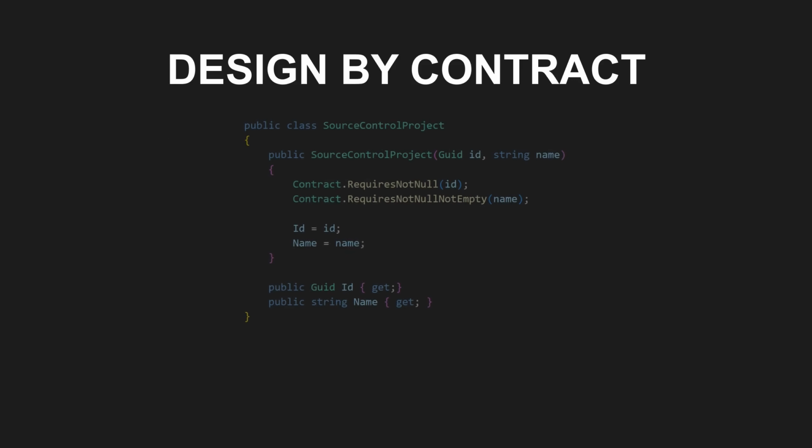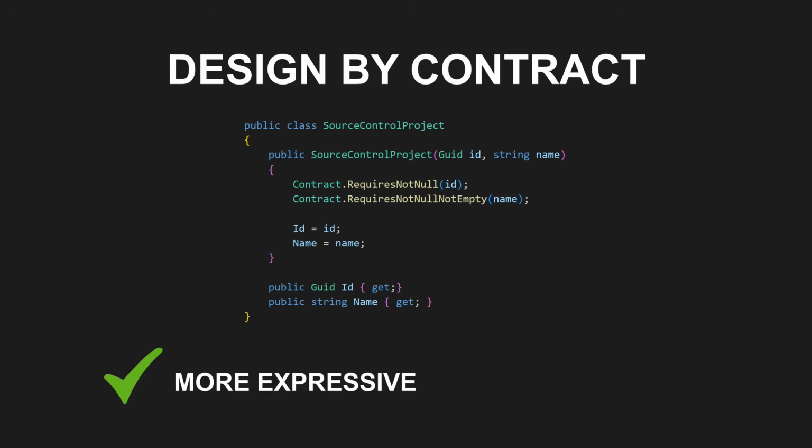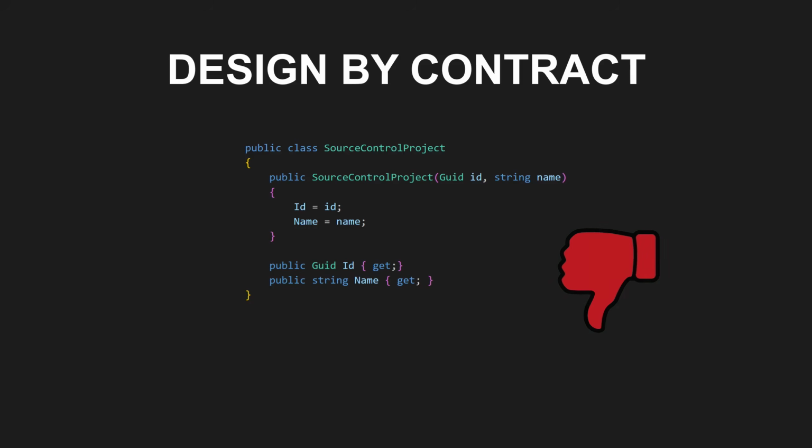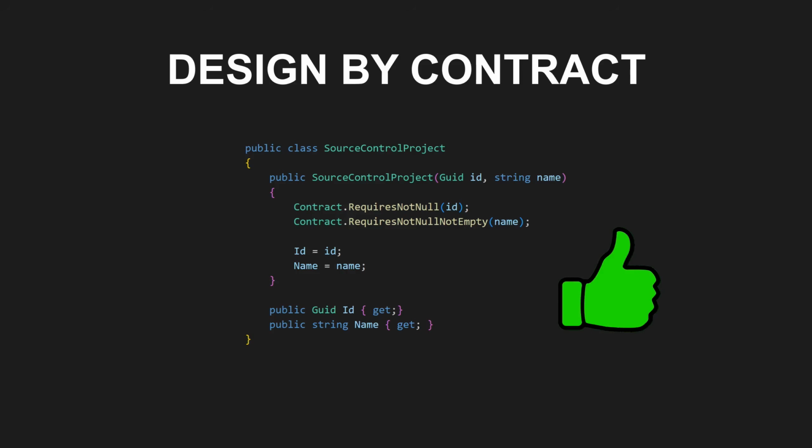Design by contract is one of the simplest and most effective design tactics. It makes your code more expressive and helps reduce bugs. And yet, it is totally underrated and far too rarely used today. Here's how it works and why you cannot afford to skip it.